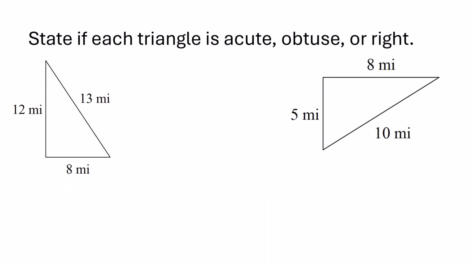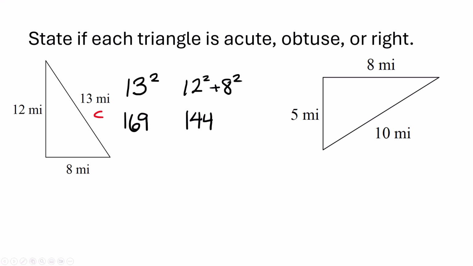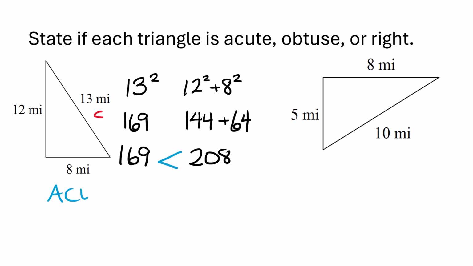I need you to tell me whether or not the triangle is acute, obtuse, or right. We know what the side lengths are. Let's do these one at a time. We're on this triangle. 13 is the largest, so that's my C. I am going to compare 13 squared to 12 squared plus 8 squared. I don't know the relationship yet, so I didn't put a symbol here. Now we just do the math. Now we know. 169 is smaller than 208, so c squared is smaller than a squared plus b squared. Small means acute. It's just a cute little triangle.